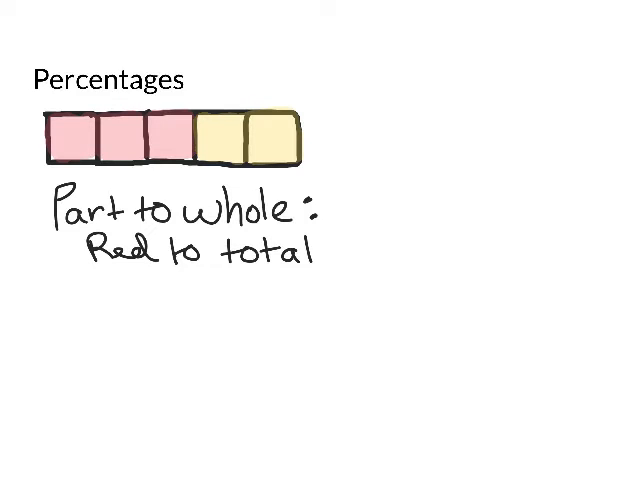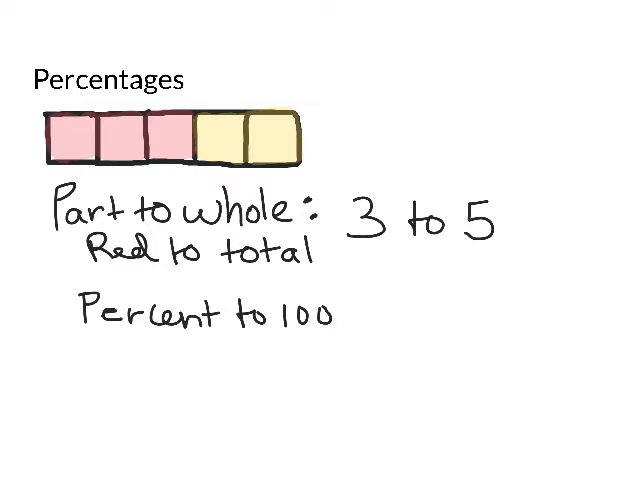I'd like you to think for a minute, and write down what is the red to total ratio for this tape diagram here, please. Hopefully you've decided that that is a 3 to 5 ratio, because we have 3 that are red, 1, 2, 3 out of 5 total.